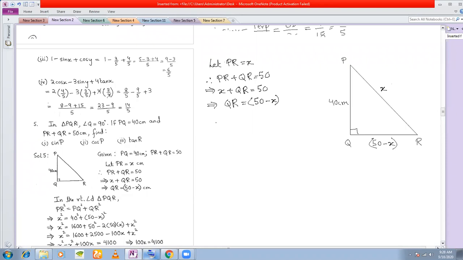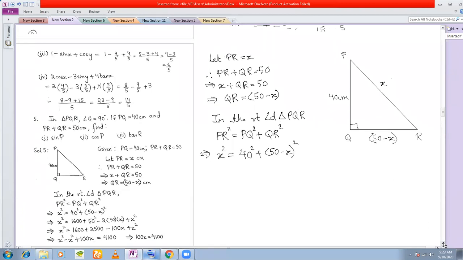So we use Pythagoras theorem in the right angled triangle PQR. Hypotenuse square, hypotenuse is PR, is equal to base square PQ plus perpendicular square QR square. So PR here is x square, PQ is 40, QR is 50 minus x. Now we'll simplify this to get an equation in x.